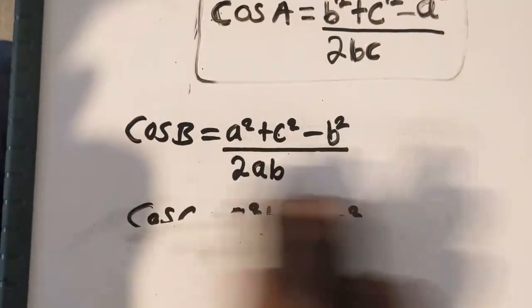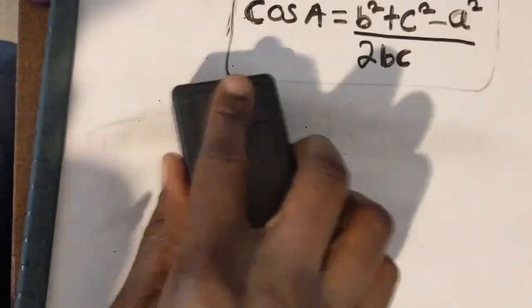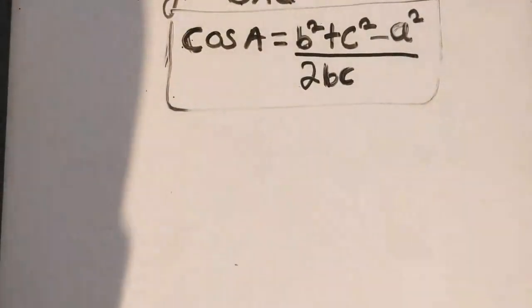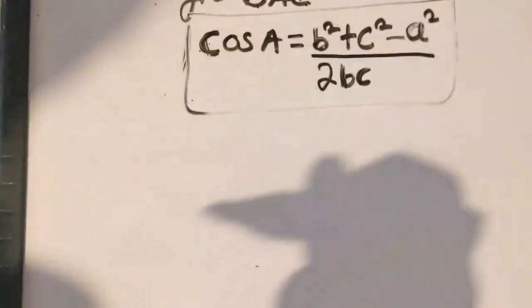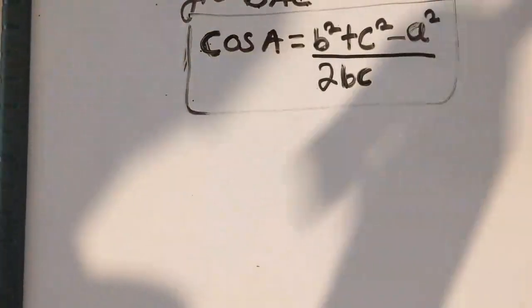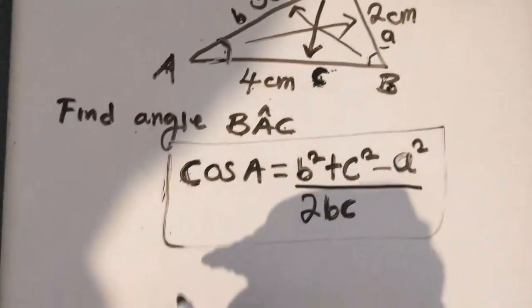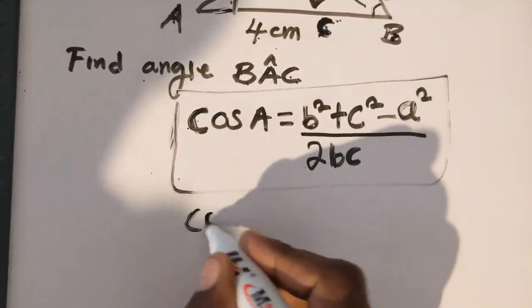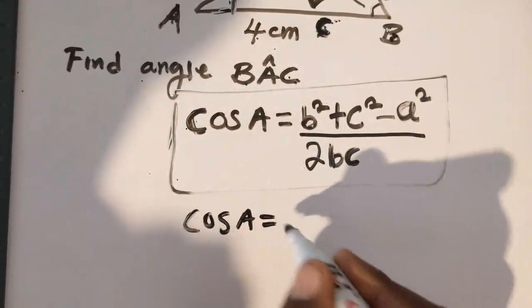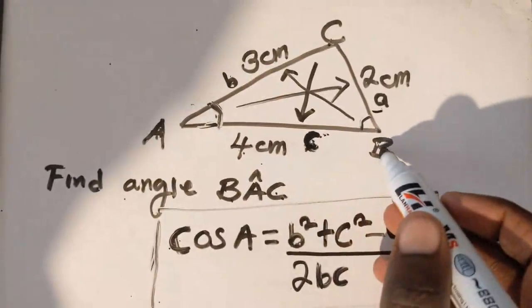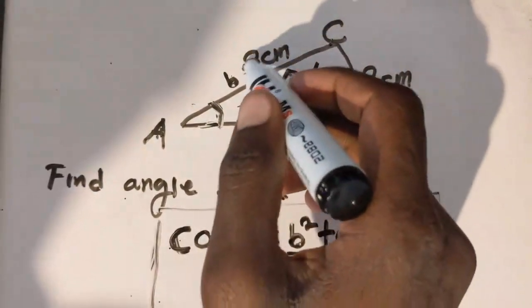So now let's try to solve this question that we have. Let's find cos A. Cos A, you just have to substitute this. So we are going to say cos A is equal to, what is our B? Our B, the small letter b, it is this side, which is 3.